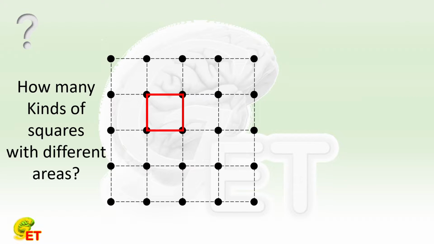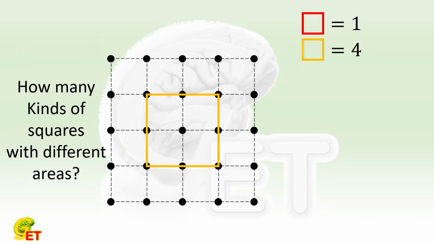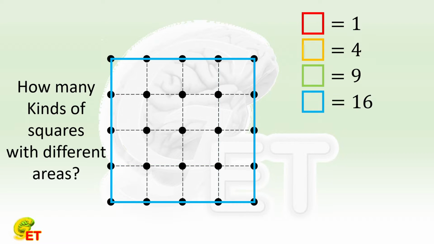The original square has the area of 1, which is recorded as the first kind. There are also several similarly simple cases. A square consisting of 2 rows by 2 columns of the original ones has the area of 4. 3 rows by 3 columns, the area is 9. 4 rows by 4 columns, the area is 16.